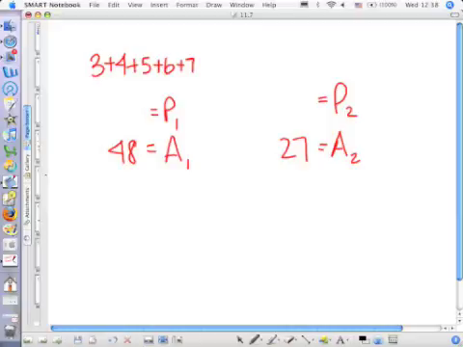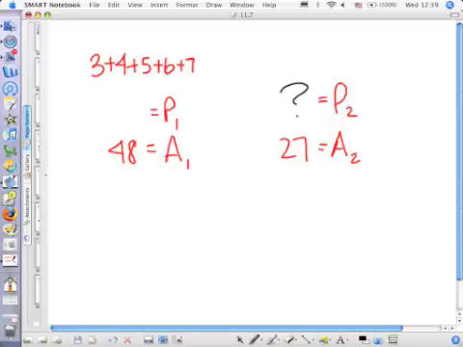All right. You have a pentagon where the 5 sides have measures of 3, 4, 5, 6, and 7. We know the area of this pentagon. We know the area of a second similar pentagon. And we want to know the perimeter of the second similar pentagon.